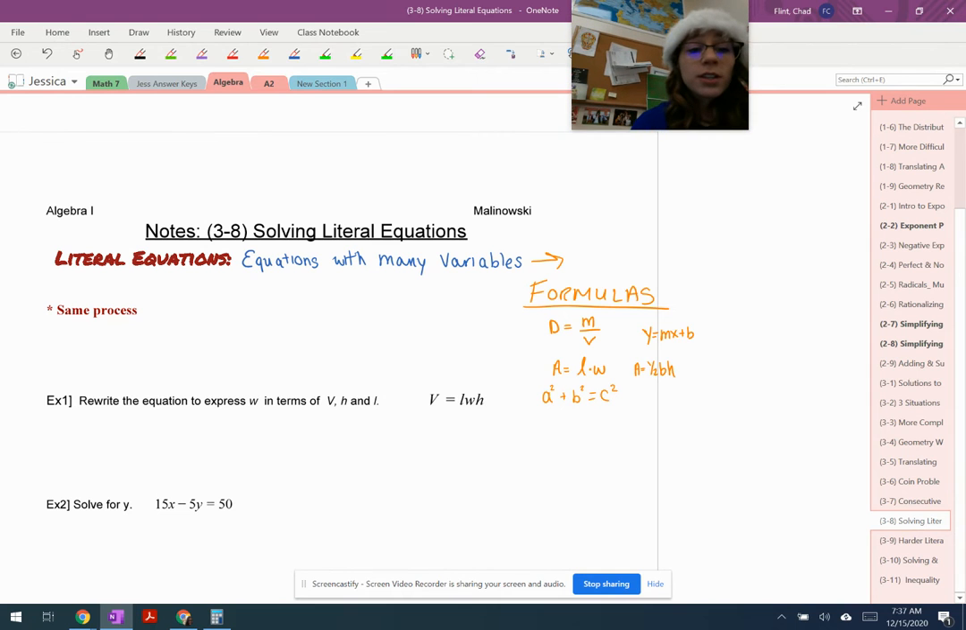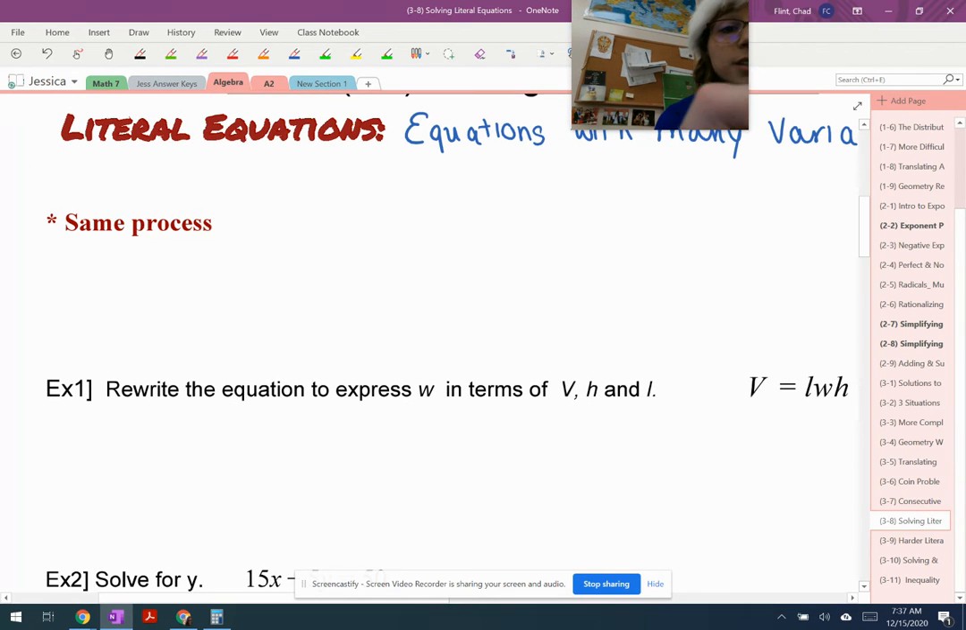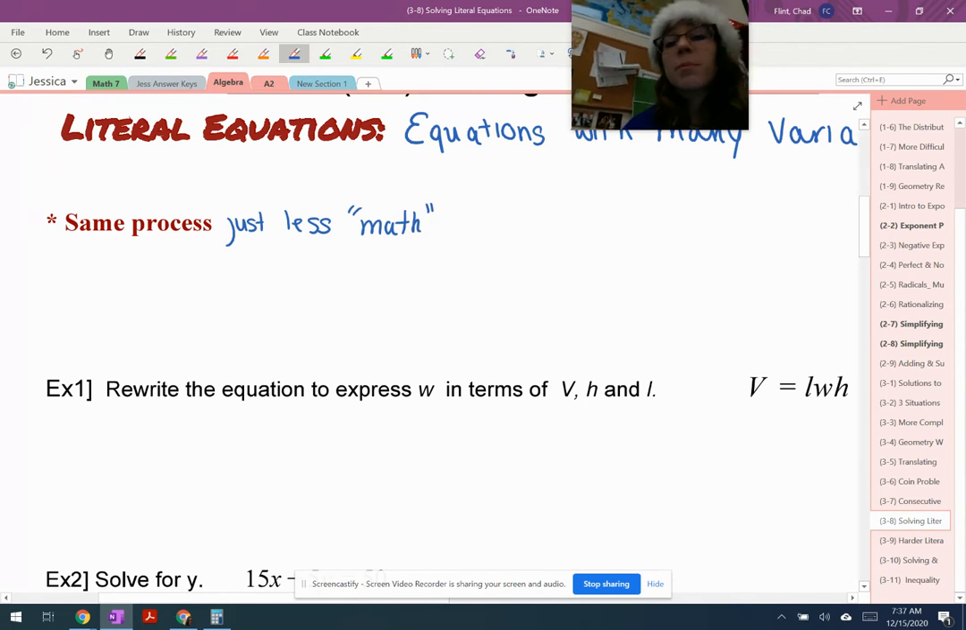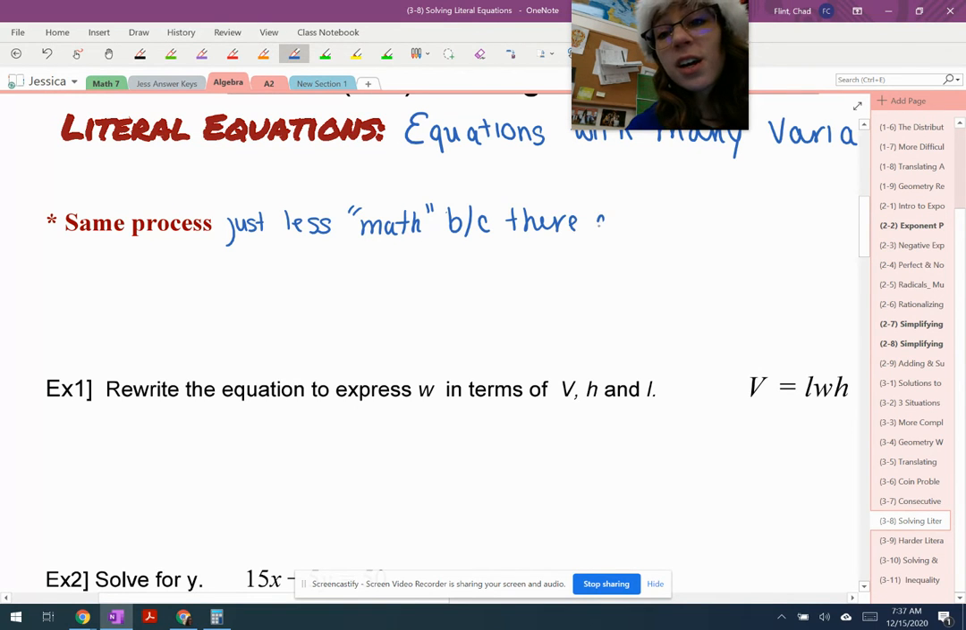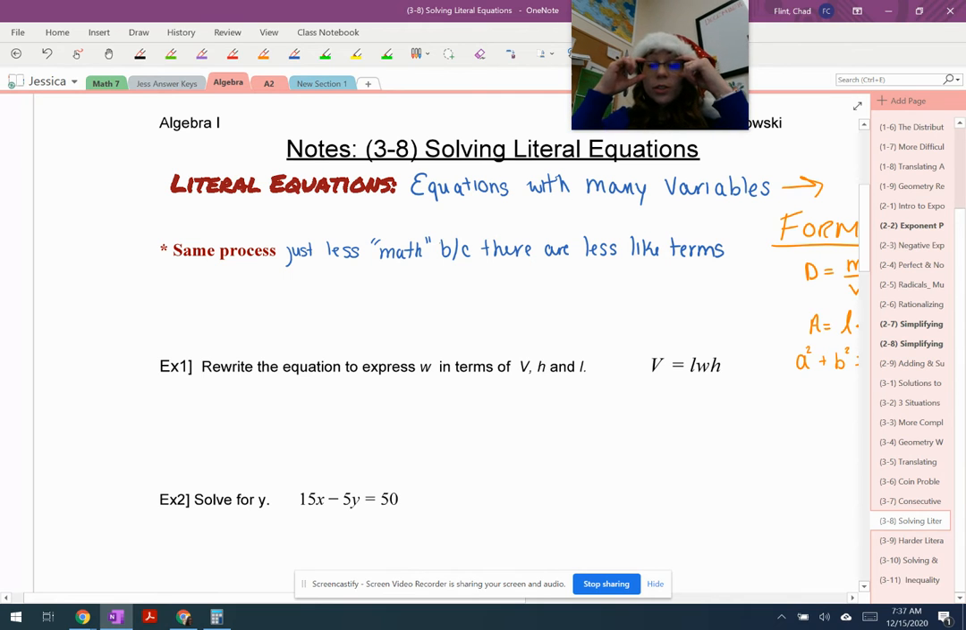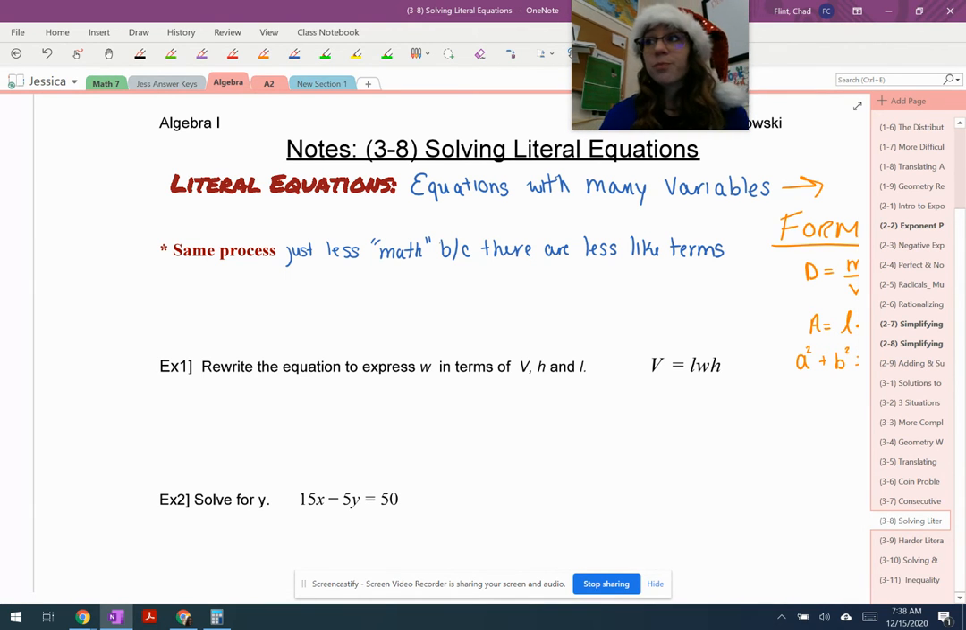So when you're solving these literal equations, it's the same process. Let's go blue. Same process, just less math. And I put math in quotations like that because there's less real calculations with the numbers. Just less math because there are less like terms. Not to say that there's no like terms, but there's just going to be less like terms in a regular equation where all you're dealing with are x pieces and numbers.